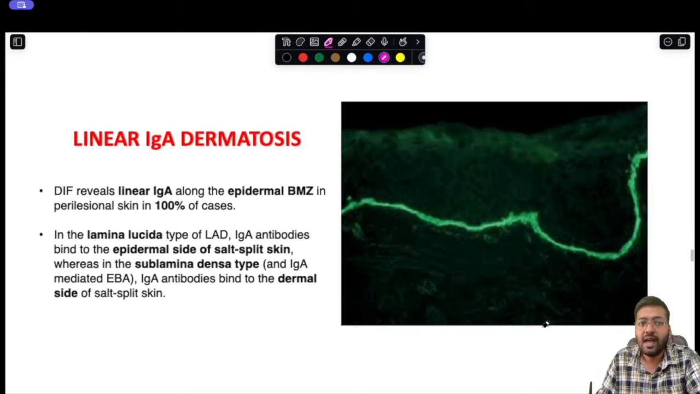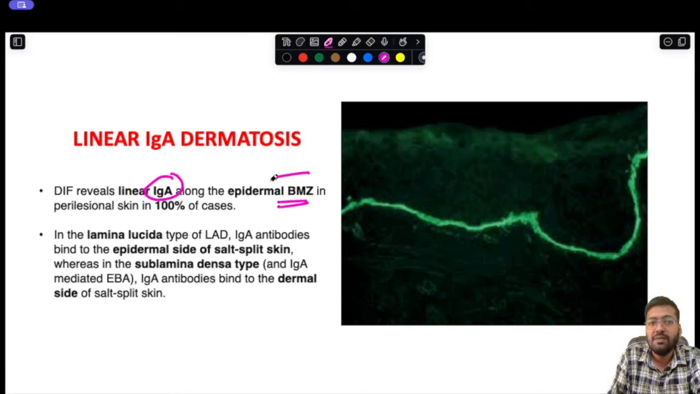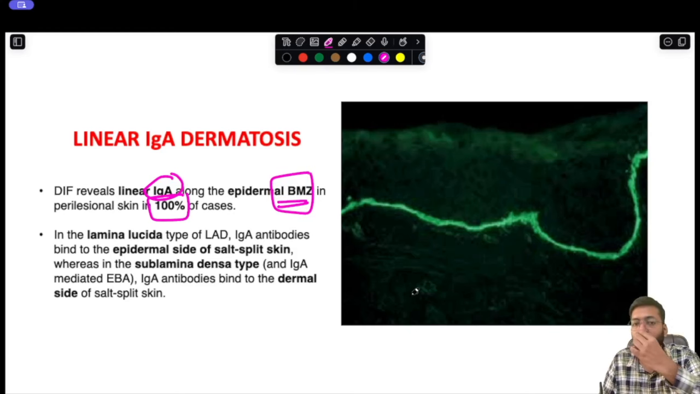Next is linear IgA dermatosis. Now, DIF reveals linear IgA along the epidermal basement membrane zone in perilesional skin in 100% of the cases. By direct immunofluorescence, you can demonstrate this. Now, over here, one thing is there, that although there is a linear deposition over here, very importantly, the deposition is that of IgA.